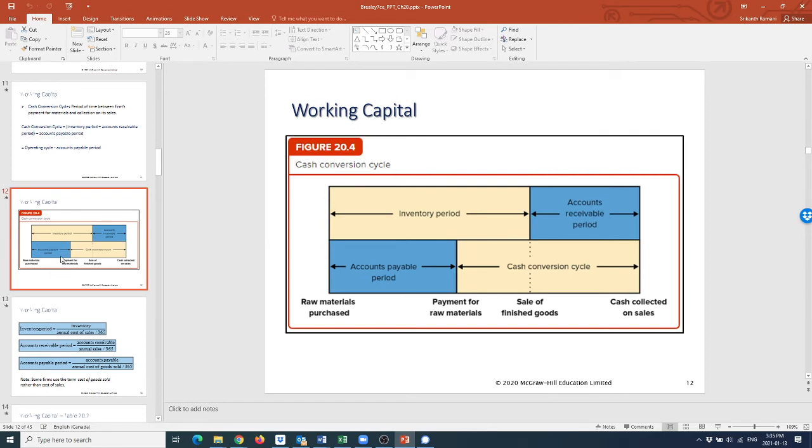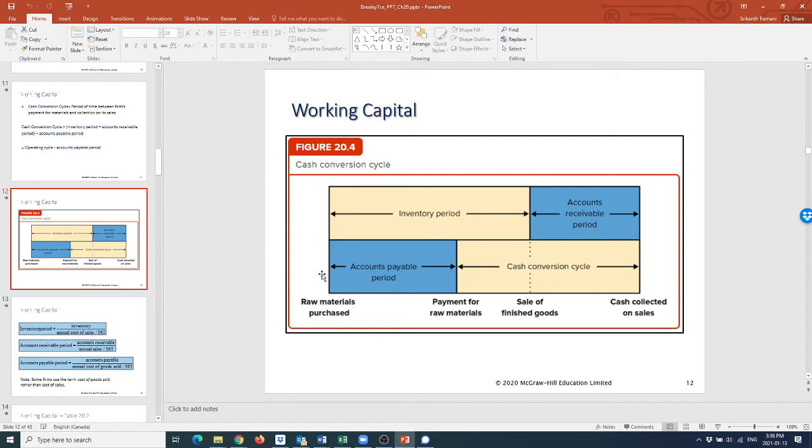And this figure actually makes it very clear. The operating cycle is the full length of this thing. You purchase your raw materials, pay for them, and finish your goods, with the sale of finished goods happening at the end of the inventory period. Accounts receivable then lasts a few months, and finally you get the cash. So your operating cycle is the inventory period plus your accounts receivable period.